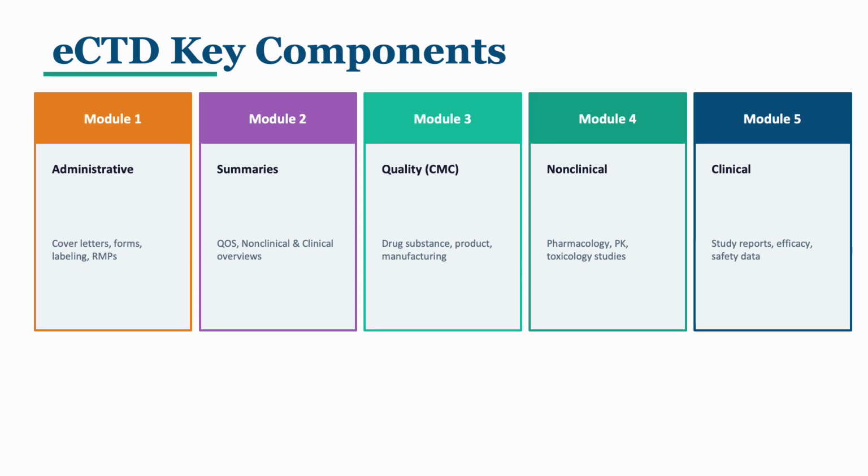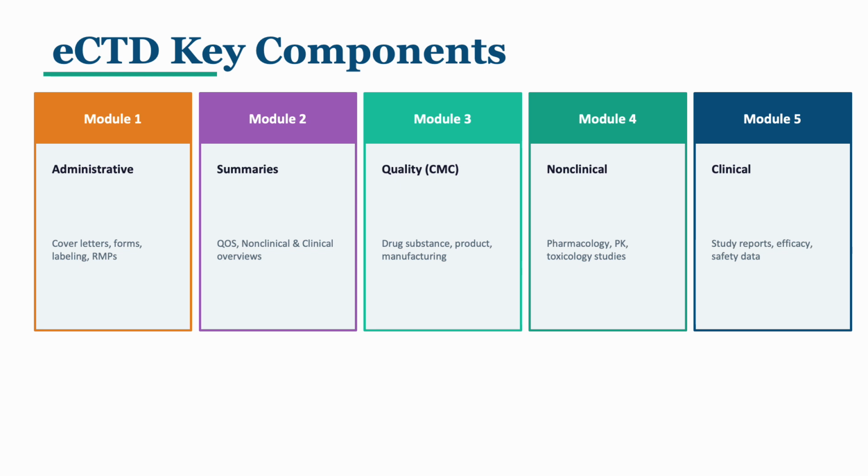Module 3 covers quality, including everything about the drug substance, active ingredient, drug product, final formulation, manufacturing processes, stability studies, and container closure systems. Module 4 contains non-clinical study reports, pharmacology studies, pharmacokinetics in animals, and all toxicology studies. Module 5 contains clinical study reports, tabular listings, individual study reports, PK/PD analyses, and all efficacy and safety data from human trials.